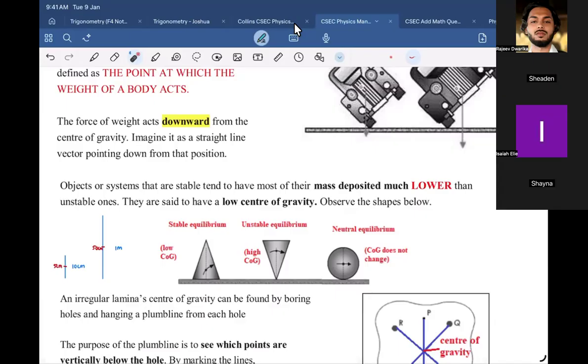I saw that you unmuted for a second. Was he going to say something? No, he hit the spacebar. Oh, okay.